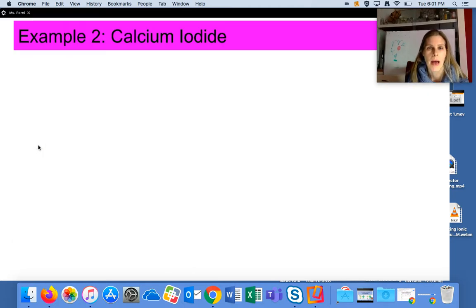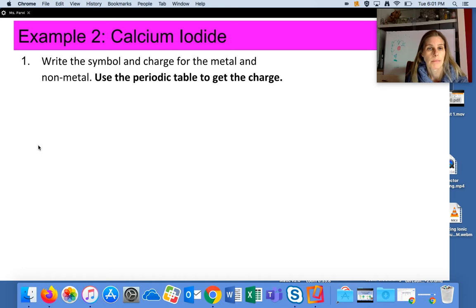So calcium iodide. If we need to write the chemical formula for calcium iodide, we're going to follow our three basic steps. Step 1, write the symbol and charge for the metal and the non-metal. What's the symbol for calcium? And for iodide? You can see it there. Ca is for calcium, I for iodide.